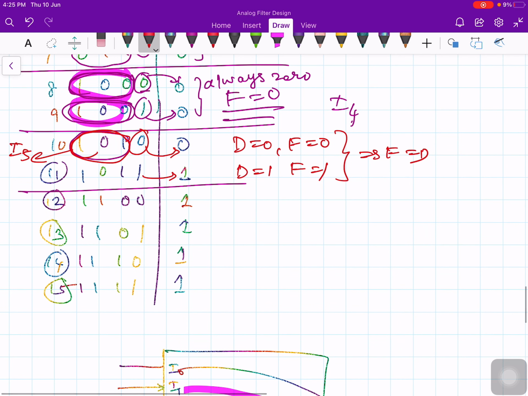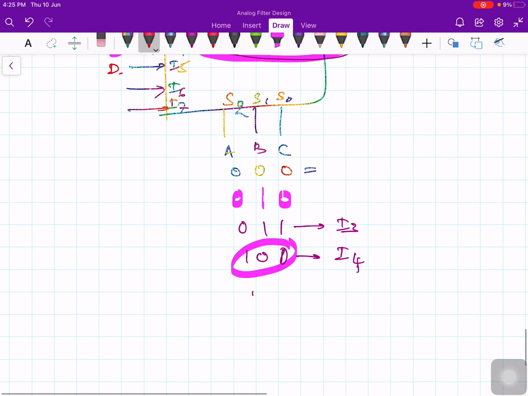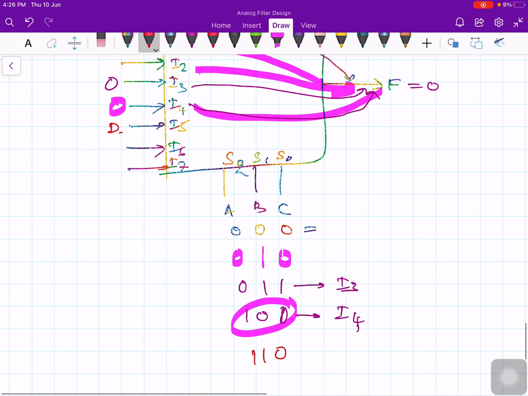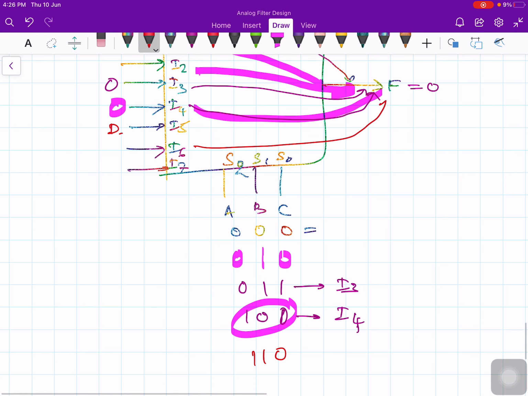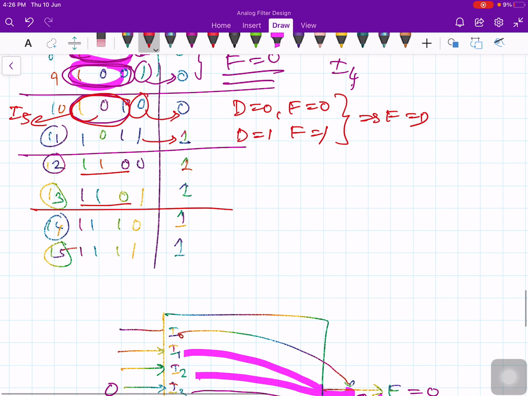And then you take 1, 1, 0. So for 1, 1, 0, if you give 1, 1, 0 as a selection input, then I6 gets a chance to the output. Now for 0 and 1, the 0 becomes 1 and 1 becomes 1. So the output is always 1.